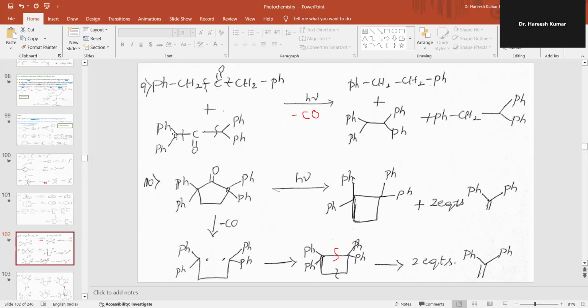Then the obtained radicals undergo dimerization. In this one, benzyl radicals undergo dimerization, forming a hydrocarbon. So here, in addition to these two, one more product is also obtained. That means if one of the obtained diphenylmethyl radicals loses a phenyl group, then that will react with the diphenylmethyl radical, forming this product. Here I am taking one more example.